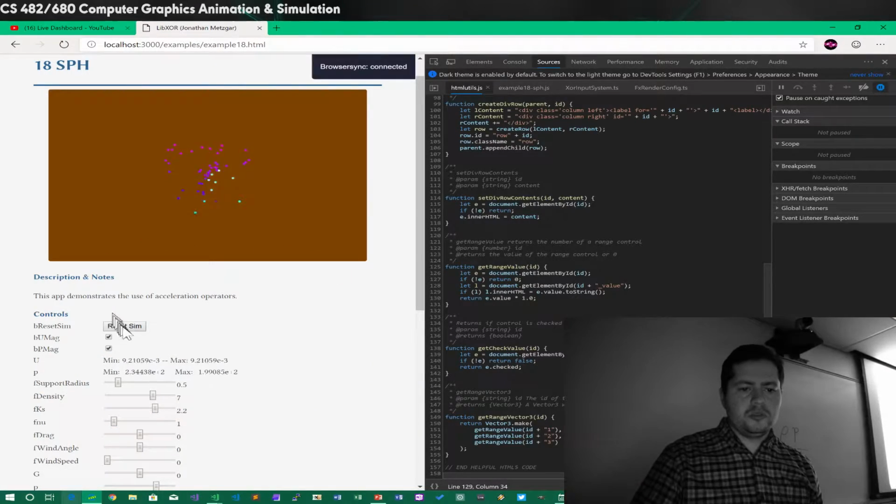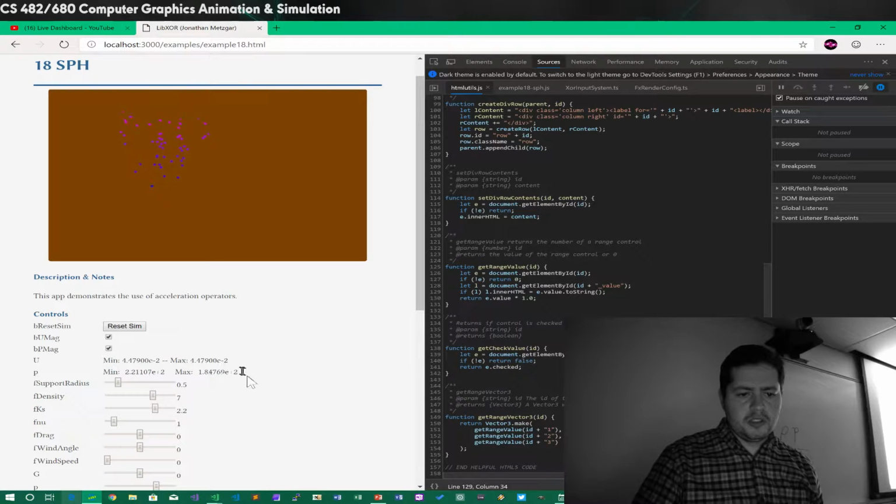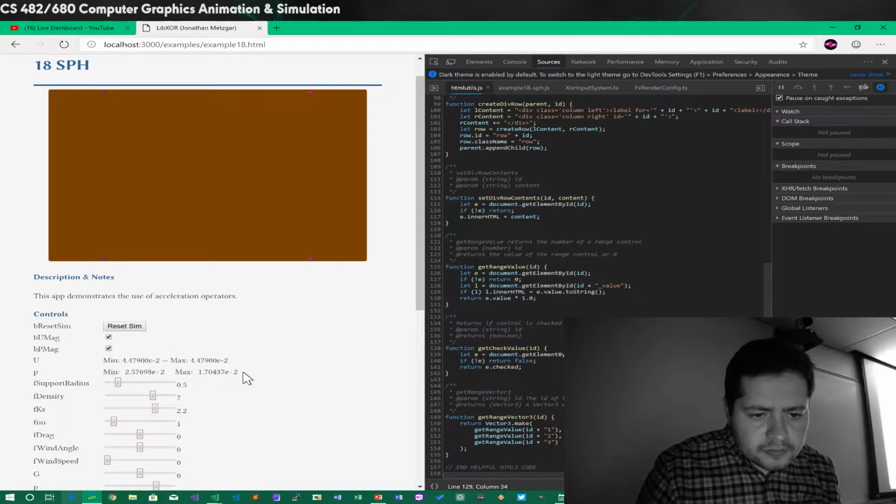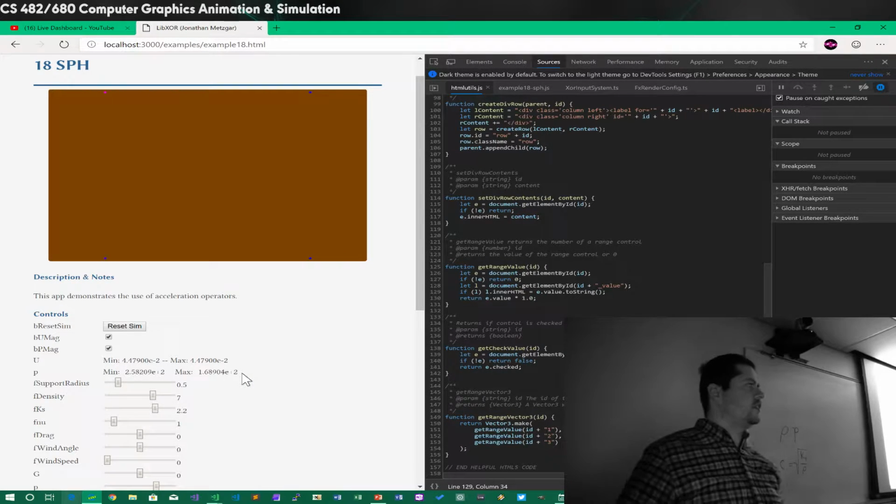Okay, so now this, to me, this looks like a big issue. Because the rho, I guess the force due to pressure, it's like a factor of what, 100? Yeah.